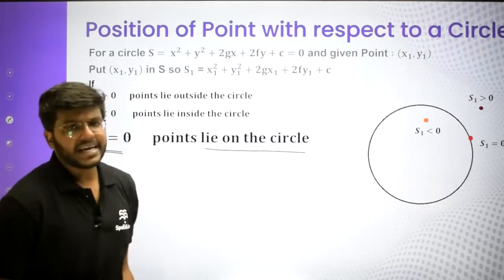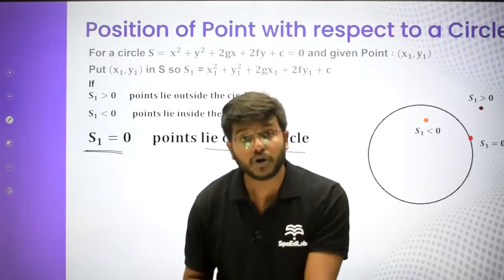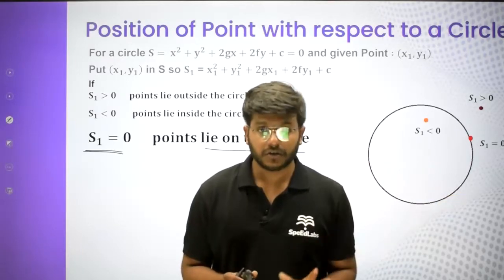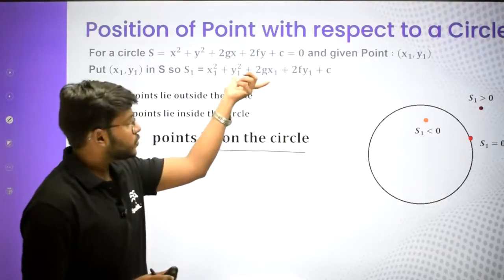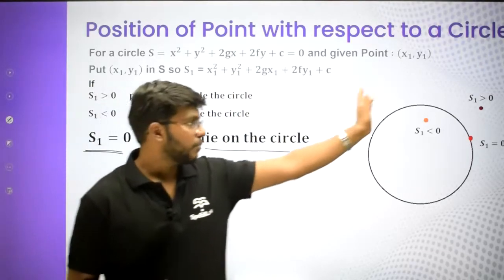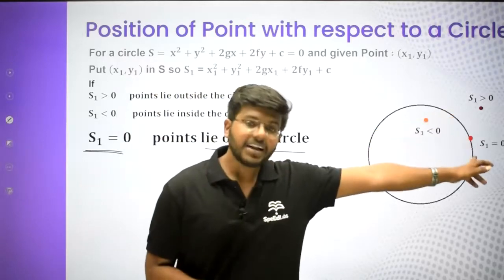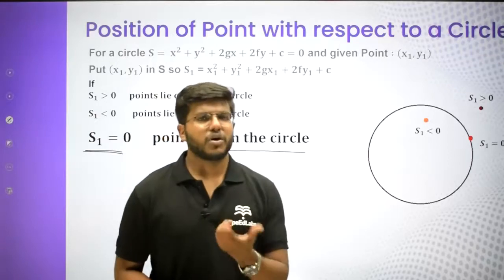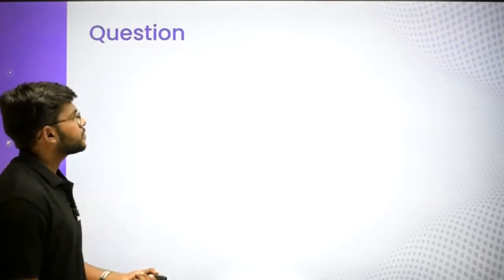Okay, आपको simply क्या करना है, कभी भी पूछा गया whether this point is lying inside, outside or on the circle, you have to just put the point in the equation of circle. Okay, if that value, S1, is positive, the point will be outside. If it is negative, the point will be inside, and if it is 0, obviously the point will be on the circle. Okay, so बहुत ही basic सा concept है, right? Let's see a question based on it.